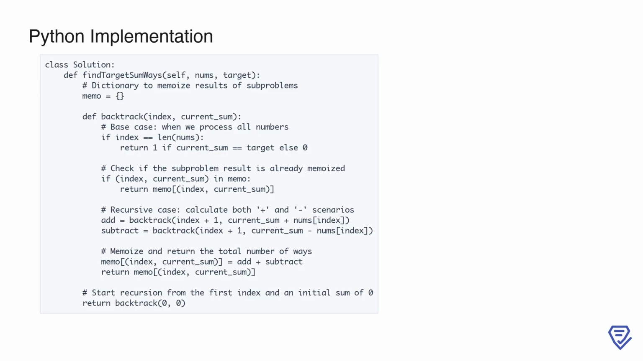This approach has a time complexity of approximately n * sum, where n is the length of nums, and sum is the range of possible sums. By using memoization, we significantly reduce the exponential growth of recursive calls, making the solution efficient for larger inputs.